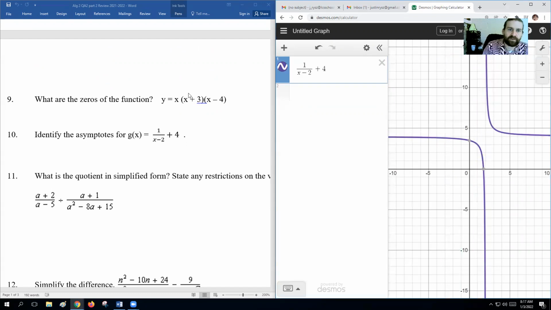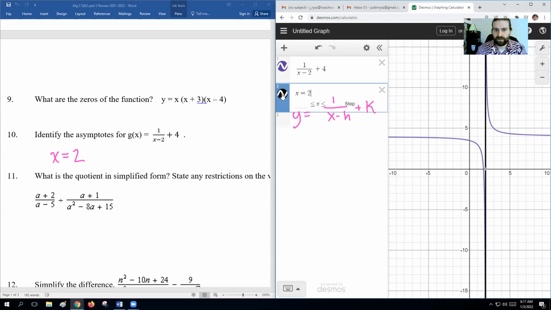Or you can remember there's the equation here. The equation for a rational function is y equals 1 over x minus h plus k. h tells us our vertical asymptote. And so we have a vertical asymptote when x equals 2. And that's right here. If I wanted to on Desmos, just to show you guys, I can go here and say x equals 2. I think I can make that a dotted line. Yep, that's definitely a vertical line that our graph doesn't cross.